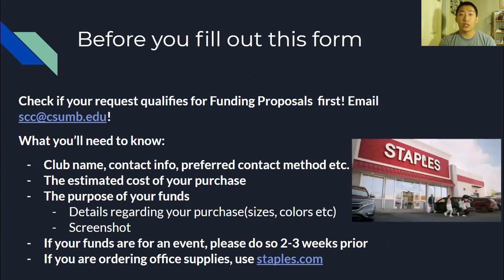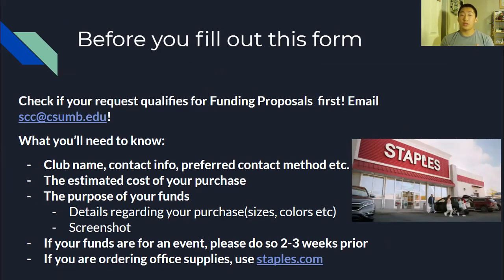So moving on, let's talk about the request to use funds form and go into a little bit more detail about that. First, I'm going to say it again: check if your request qualifies for a funding proposal first, because you may need it depending on how much money you'd like for that project. Again, if you have any trouble with that, please email scc@csumb.edu and we can help you figure that out.